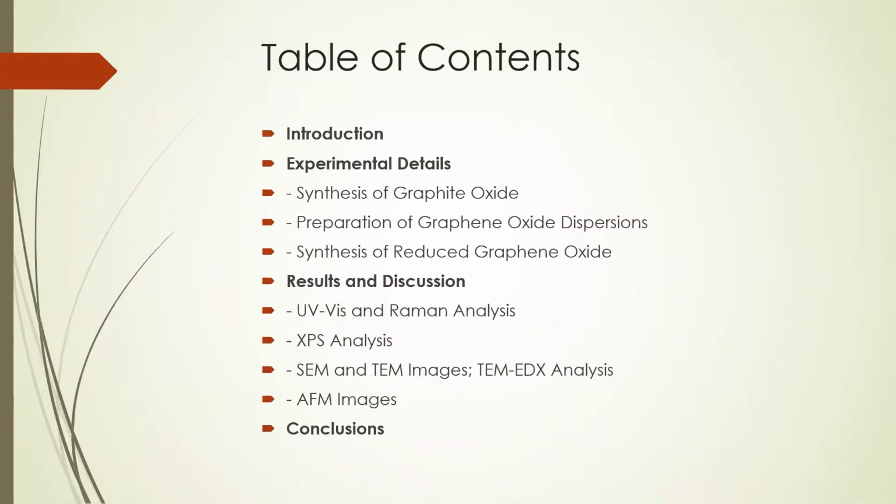I will begin with a short introduction to tell you why we chose this method and why we chose DMF as a solvent. Then I will show you some experimental details regarding the synthesis of graphite and graphene oxide, which are the precursors, and then the synthesis method for reduced graphene oxide. Of course, I will discuss the results obtained after UV visible, Raman, and XPS analysis, as well as after microscopical investigation using techniques like scanning electron microscopy, transmission electron microscopy, and atomic force microscopy. Of course, in the end, the conclusions.